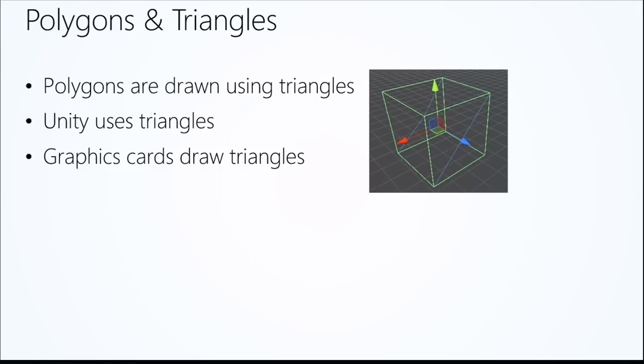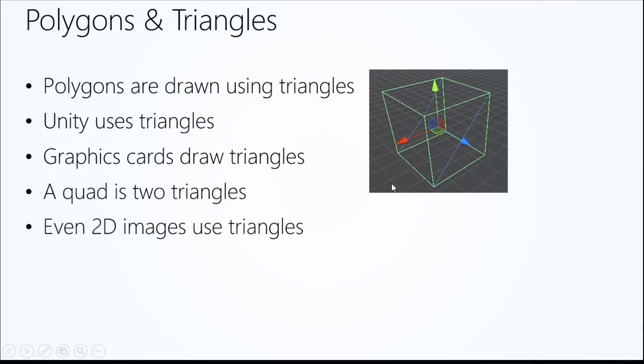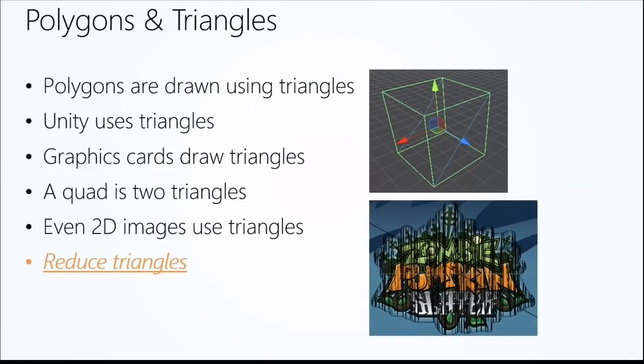If we look at this cube on the right-hand side here, we can see this cube surface is actually 2 triangles. A quad is 2 triangles. What a coincidence. So even 2D images use triangles. And this is where that term tris comes from, when you hear people ask, how many tris are in your level? Yeah. What's the tri count? That's triangles. It's just a nickname for triangles.